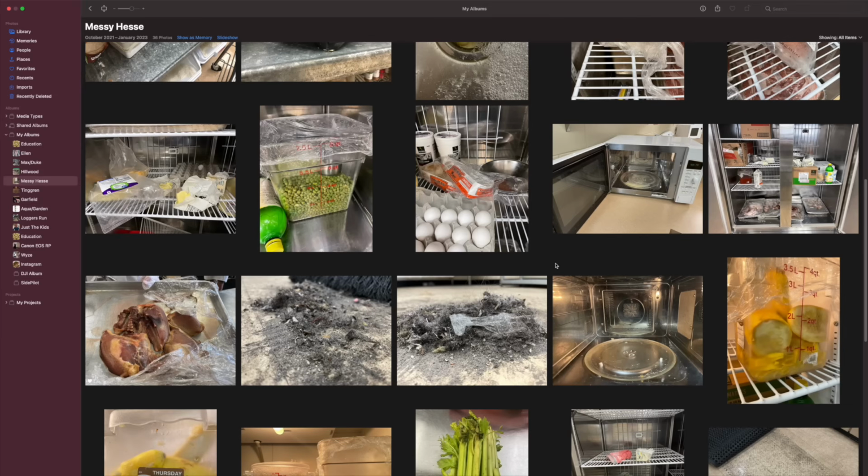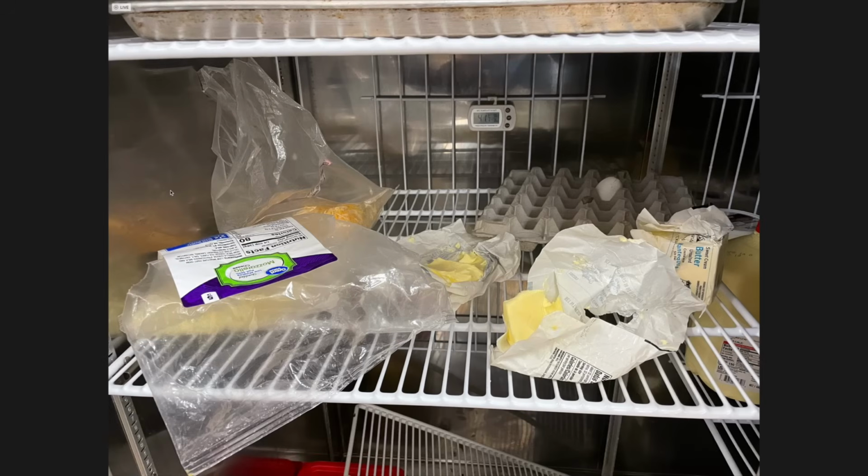Okay, let's take a look at this image right here. We have unwrapped, unlabeled, ready-to-eat foods. You get cheese, butter, sitting next to raw eggs. A complete disaster. That's how cross-contamination can occur without you even noticing, without you really even knowing. This is a big no-no.